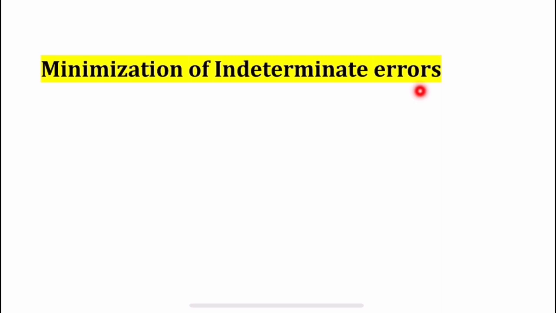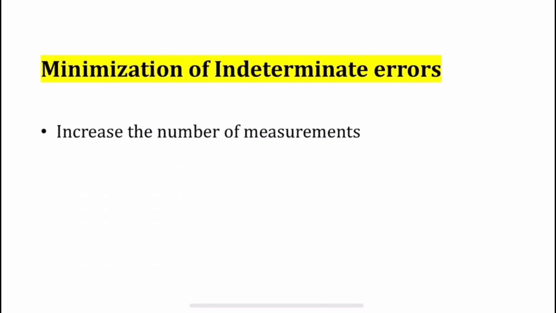Minimization of indeterminate errors. Ensuring the following important things can help in minimizing the indeterminate errors. Increase the number of measurements. Performing more measurements and calculating the average of the results reduces the impact of random errors. Improve instrument precision. Using more precise and high quality instruments ensures reduced measurement variability.